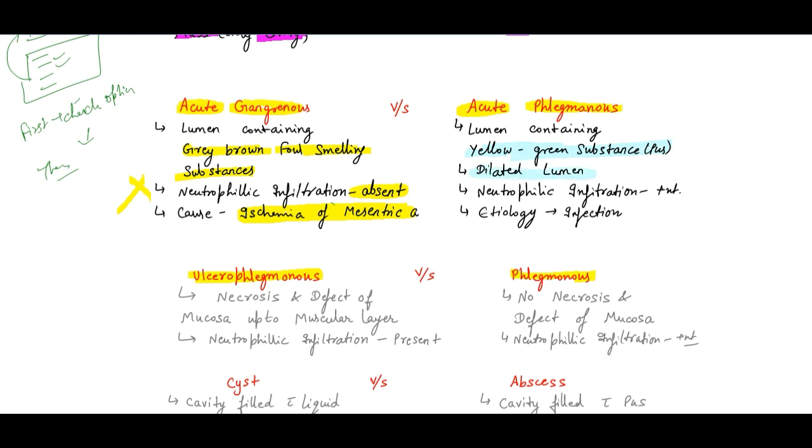We will see a dilated lumen, and in acute gangrenous we see a gray-brown foul-smelling substance in the lumen. Here we find the pus. Phlegmonous means due to bacterial infection, or an increased load of neutrophils, so neutrophil infiltration will be present. Then what is the etiology? Bacterial infection, any bacterial infection it can have.